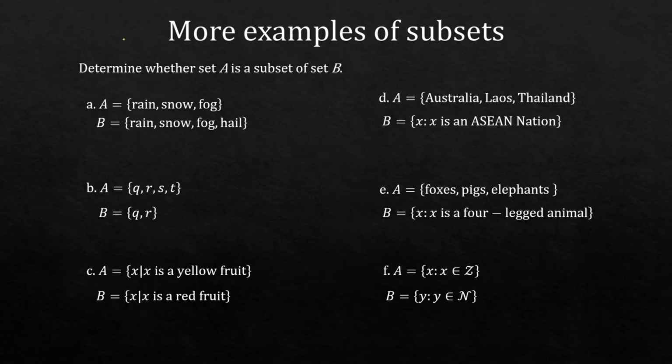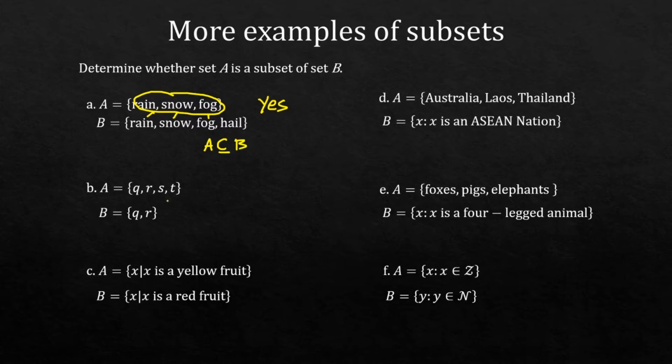Here are some more examples of subsets. Let's determine whether set A is a subset of set B. So are all of the elements in A inside B? Are all of these elements in A in B? Rain, snow, fog. So all of the elements in A are also in set B. So this would be yes. And we could write A is a subset of B.